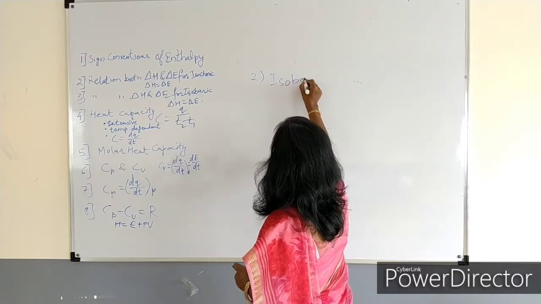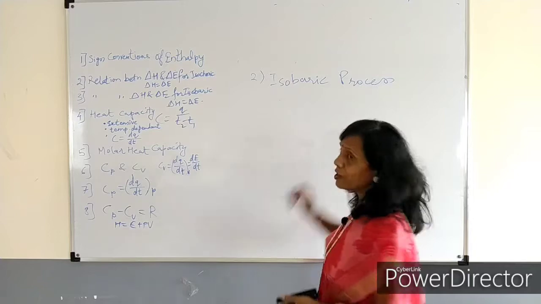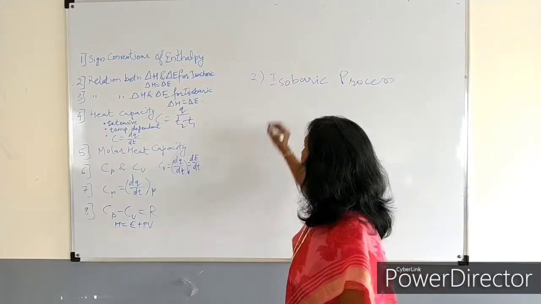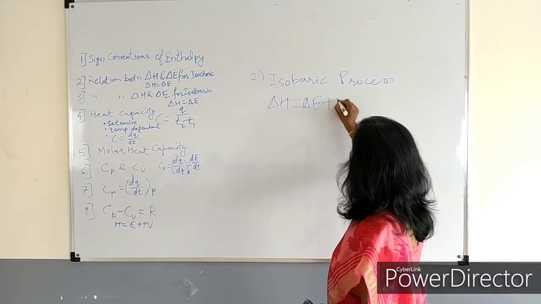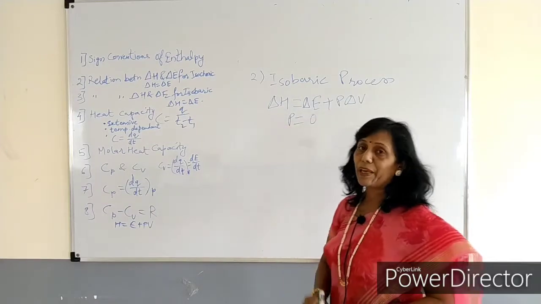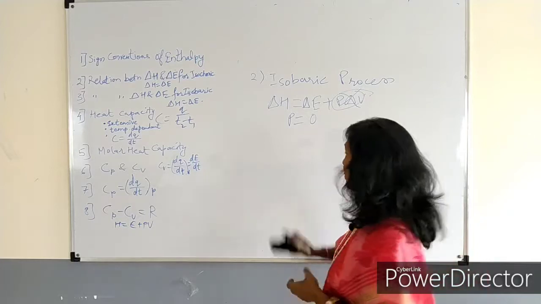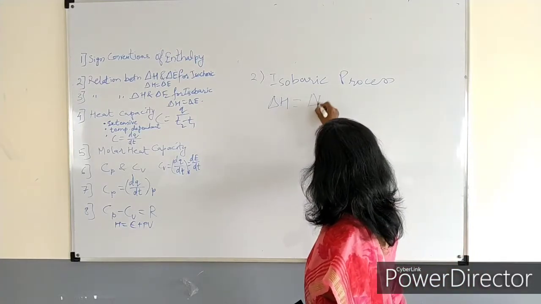Now for an isobaric process, we know what is constant? Pressure is constant, right? Again I will write the same equation: delta H is equal to delta E plus P delta V. Here again what is 0? Delta P is 0. It means that this term goes out. This is equal to 0, right? So delta H is equal to again delta E.